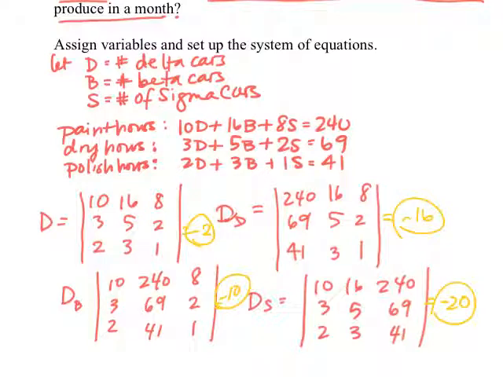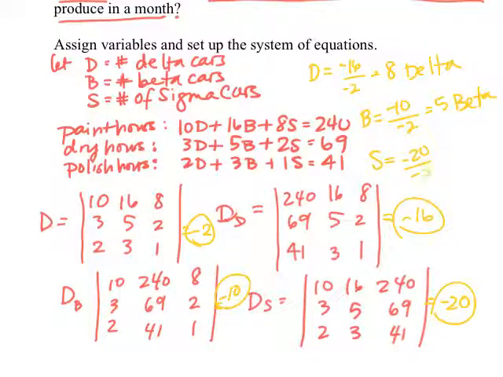So, to solve the problem, we'll start with D, your delta cars is going to be your D sub D, -16 divided by -2, and we end up with 8 delta cars each month. Likewise, your beta cars is going to be your D sub B, which is -10, divided by D, which is -2, and you have 5 beta cars. And finally, your sigma cars is -20 over -2, so 10 sigma cars.